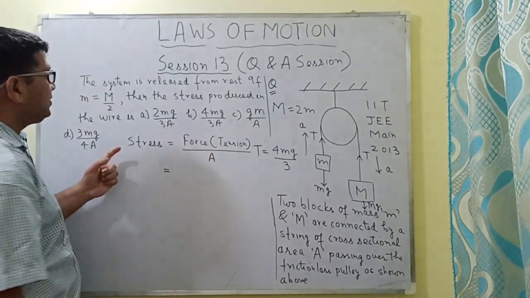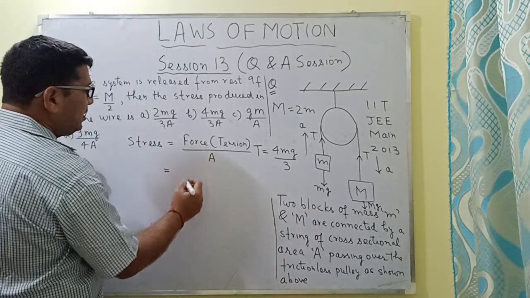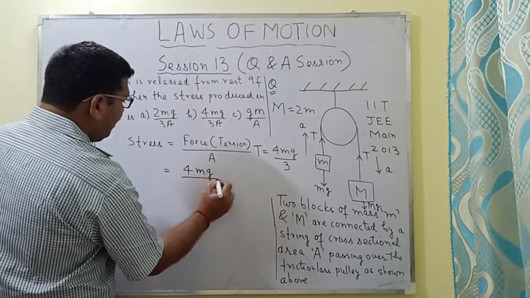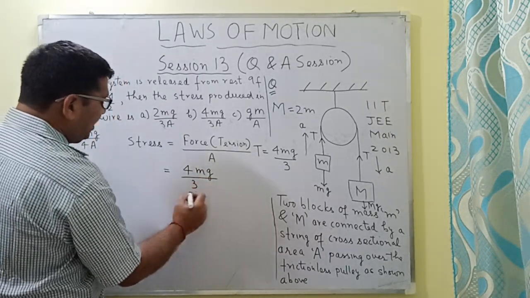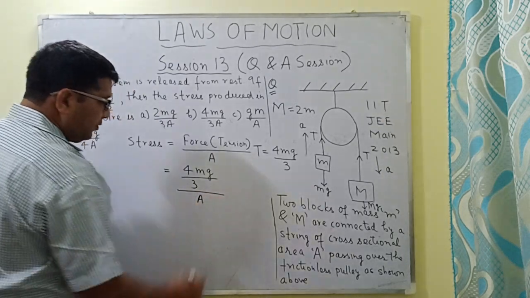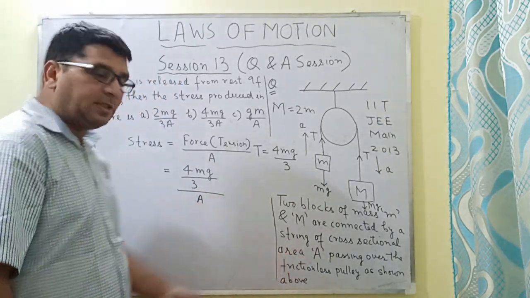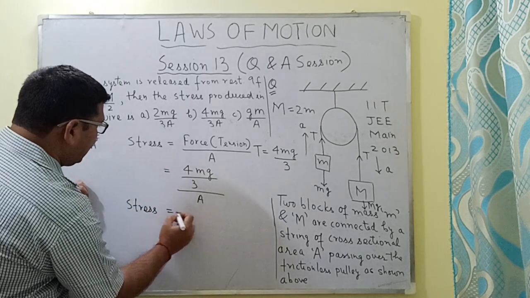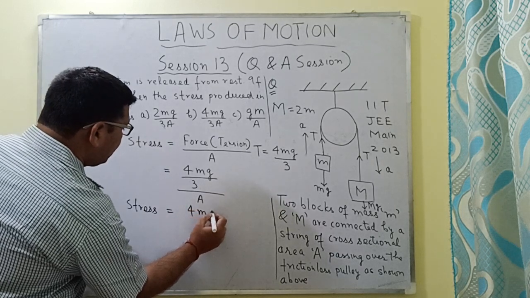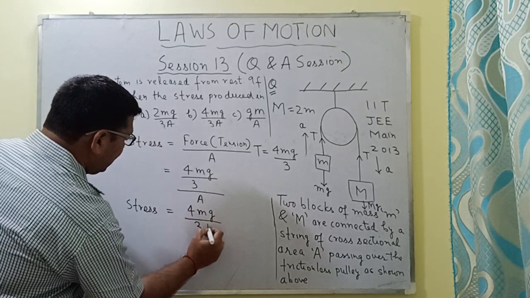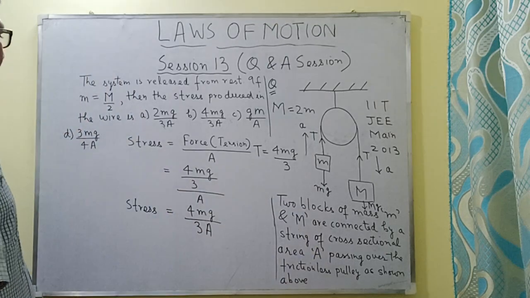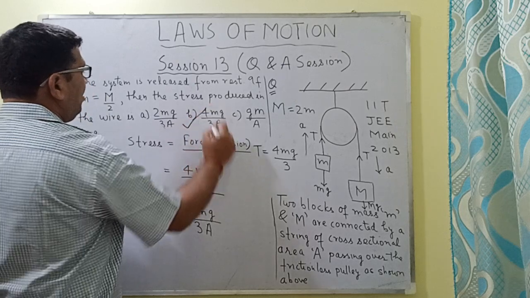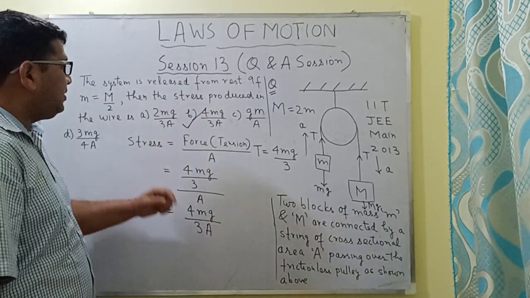So the stress which is induced in this wire or the string will be equal to, now tension, that is equal to 4mg divided by 3, divided by A, where A is the cross section area of this string or the wire. So the stress which is induced in this wire or the string is equal to 4mg divided by 3A. So the correct option is B, that is 4mg divided by 3A.